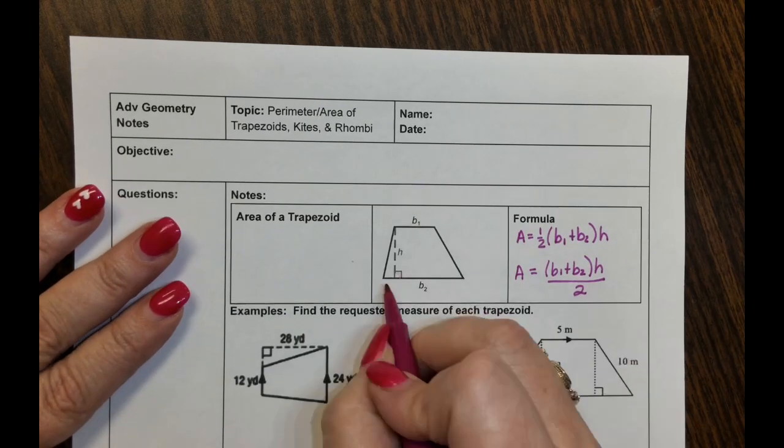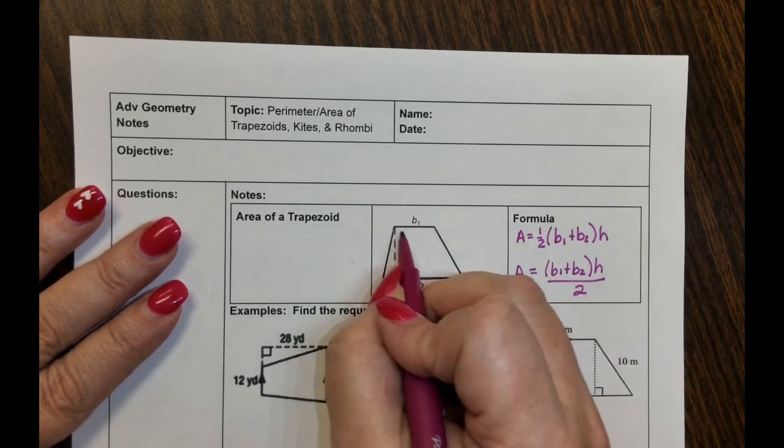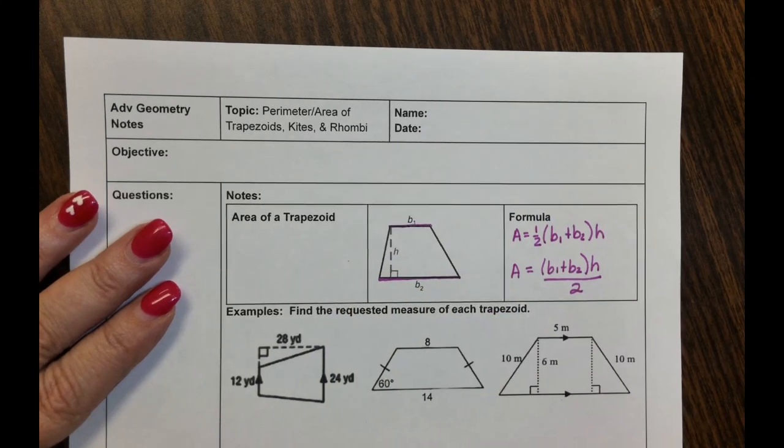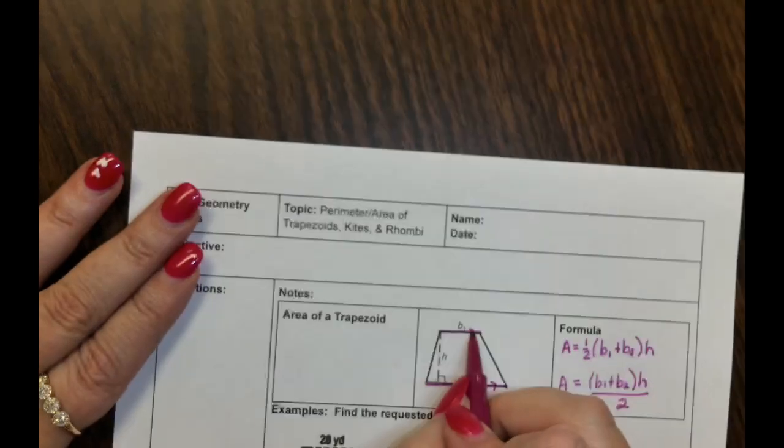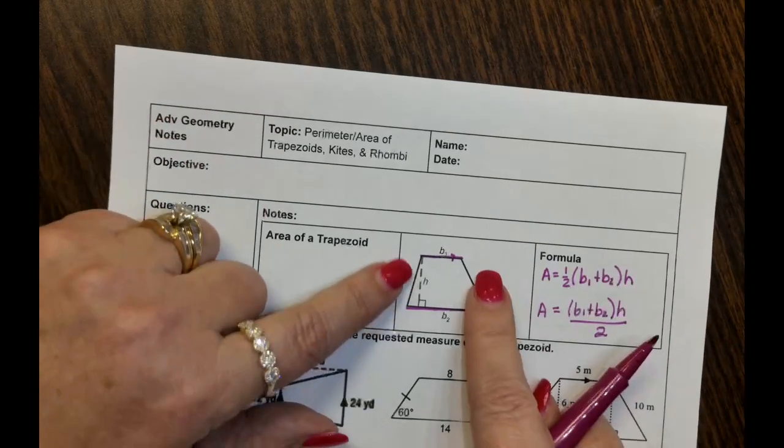Of note, base 1 and base 2, it doesn't matter which one is called which. Also, it doesn't have to be turned that way. They can be turned this way. The two bases are the sides that are parallel to each other. That is important. These are not the bases.